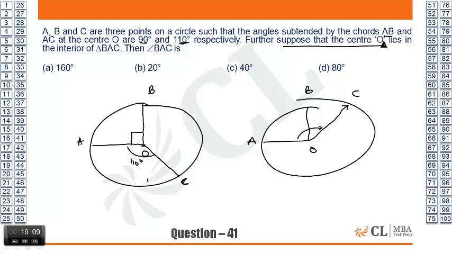Further, suppose the center O lies in the interior of angle BAC. This one, it is lying in the interior of BAC. What then? Angle BAC. This is 90, which means this has to be 45. This is 110, what remains is 70, which has to be equally distributed. This will be 35. 45 plus 35 is 80. That's it. Okay.